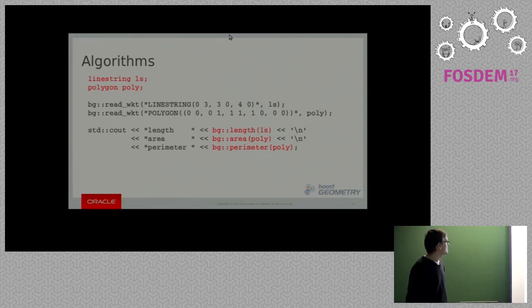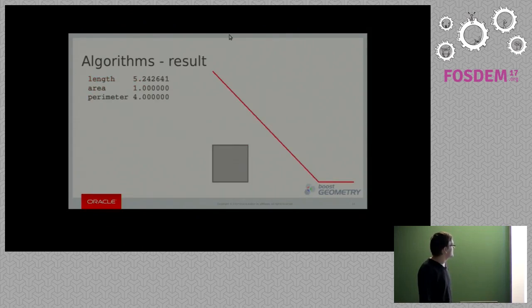Yeah, very similar to the last example. The difference is that I'm calling different algorithms, so length, area, and perimeter. Certain algorithms are able to take certain types of geometries. So length is able to take linear geometries, and area and perimeter can only take areal geometries. And here a linestring is passed to the length, and a polygon is passed to the area and perimeter. And also we get some result.